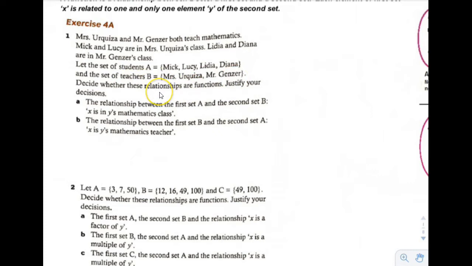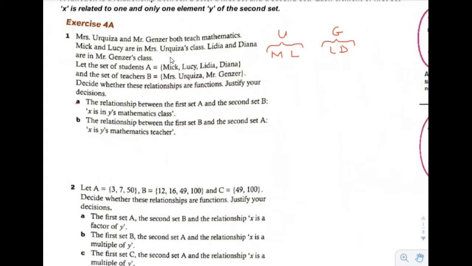Justify your decisions. So let's just write out what they wrote here in letters. Mrs. Urquiza and Mr. Genzer both have math classes. Mrs. Urquiza has Mick and Lucy, and Mr. Genzer has Lydia and Diana. So that's just to understand how the classes are set up. Now let's look at the two relationships they're proposing.